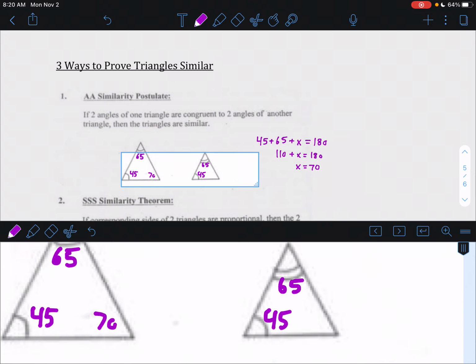So there's 70. That's why we don't need to know all 3 angles. We just need to know 2. And if 2 are matching up, then the third one is automatically going to match up as well. And yeah, that's how to prove them similar using AA.